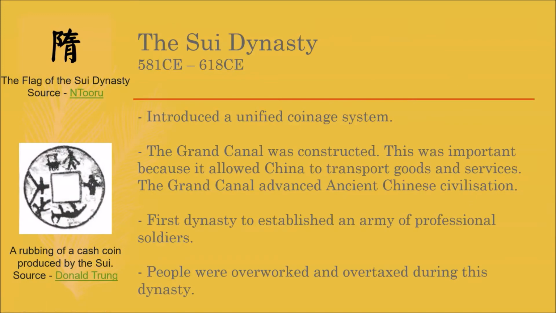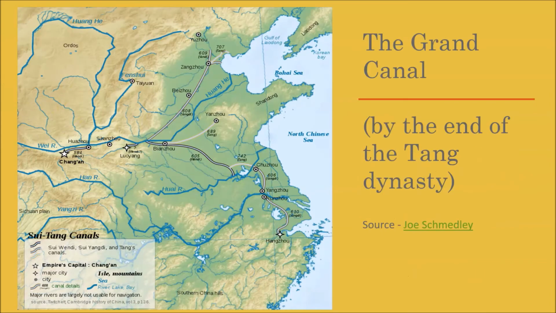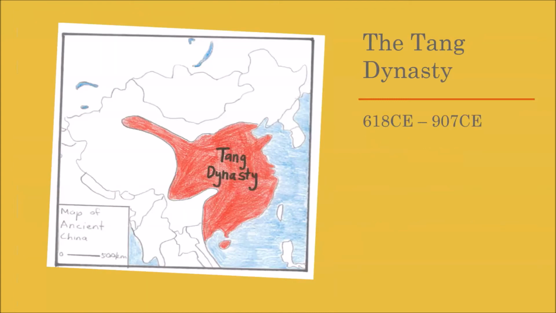So the Sui Dynasty introduced a unified coinage system. The Grand Canal was constructed. This was important because it allowed China to transport goods and services. The Grand Canal advanced ancient Chinese civilization in a little bit of a similar way that the Nile advanced ancient Egyptian civilization. They were the first dynasty to establish an army of professional soldiers, and then people were overworked and overtaxed during this dynasty as well. Grand Canal. So this is the Grand Canal by the end of the Tang Dynasty, but it was started by this dynasty.